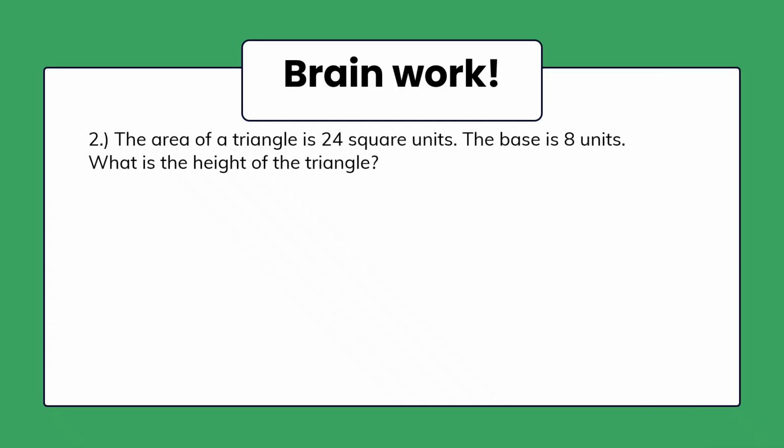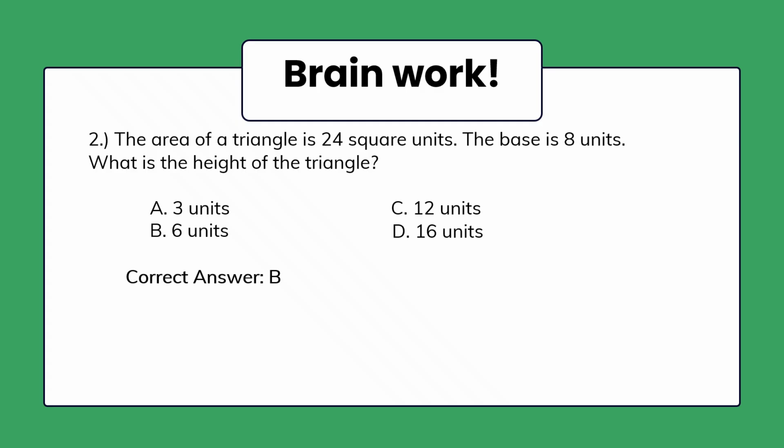Problem number 2. The area of a triangle is 24 square units. The base is 8 units. What is the height of the triangle? A. 3 units, B. 6 units, C. 12 units, and D. 16 units. What do you think the answer? Alright, the correct answer is letter B, 6 units.